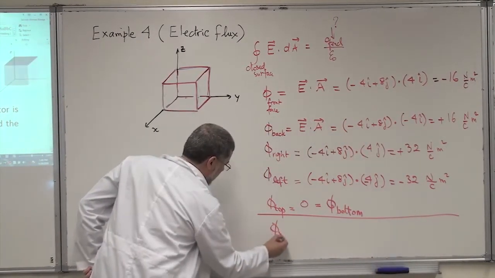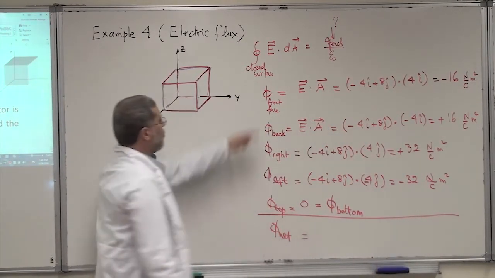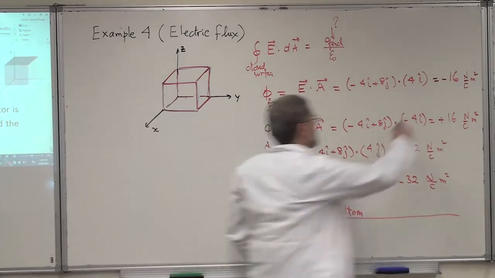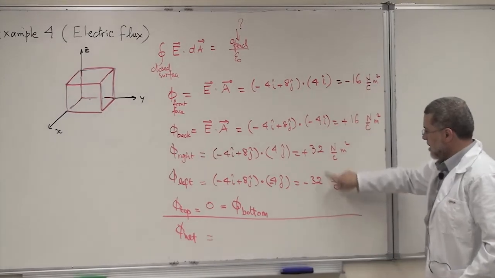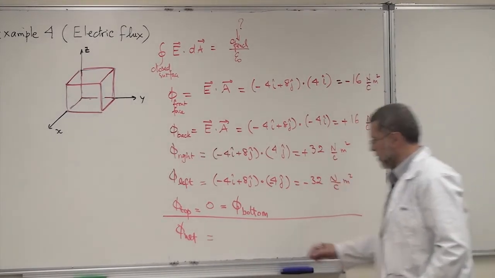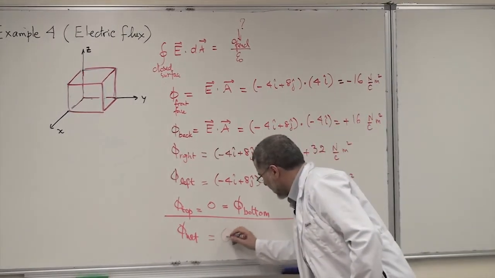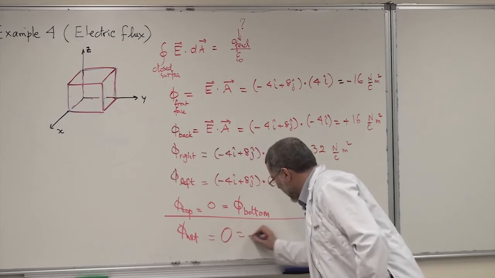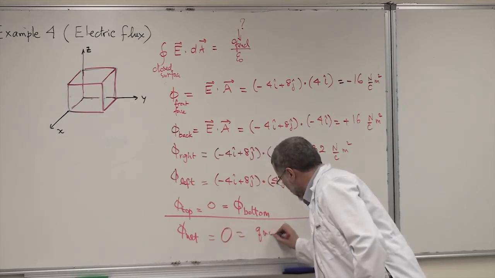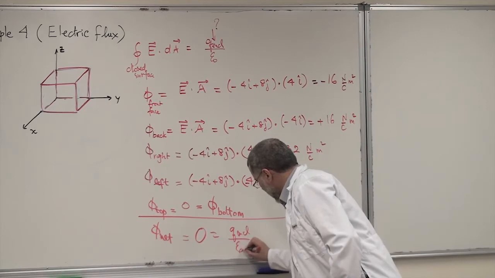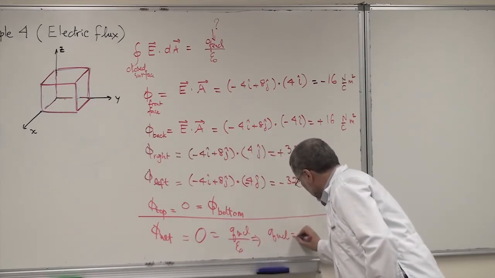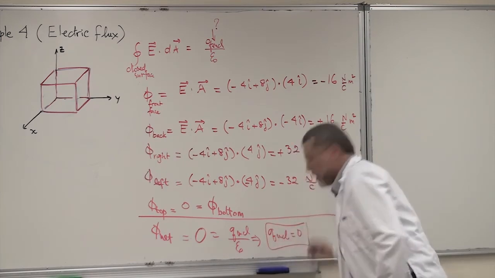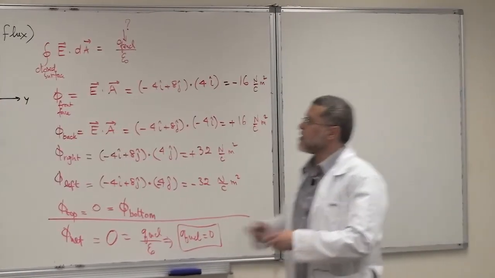The net flux is the sum of all these fluxes. The plus 16 cancels the minus 16, and the plus 32 cancels the minus 32, and you get 0 net flux, which equals Q enclosed over epsilon 0. Therefore, Q enclosed is also 0. So there's no charge enclosed inside this surface.